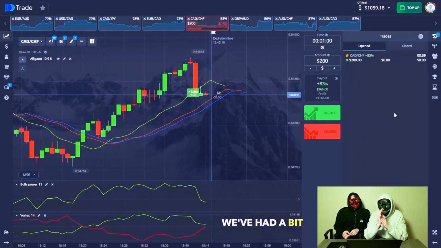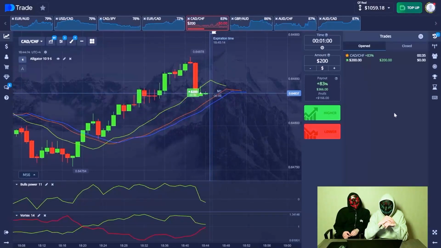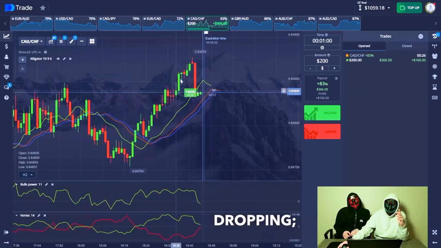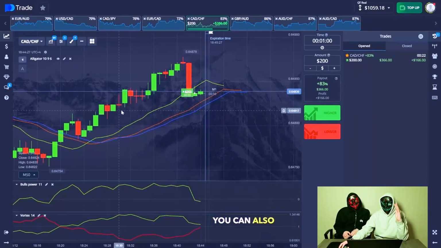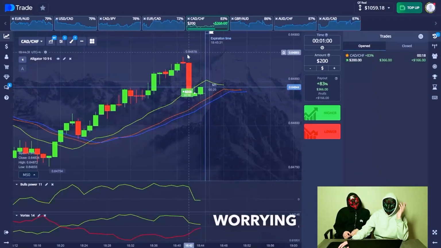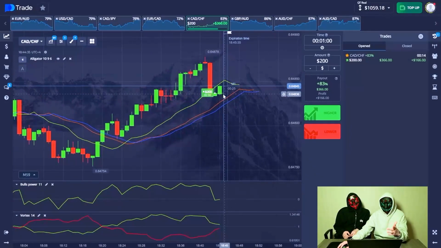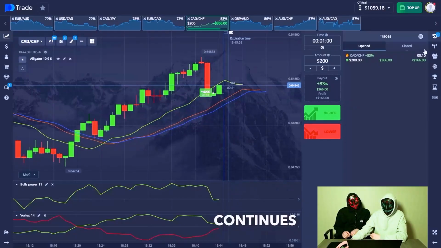So friends, we've had a bit of a trend pullback, but in any case, we're opening upwards since the overall trend is rising. It's not dropping. Nothing changes due to one candle. You can also keep opening trades in the direction you've initially analyzed without worrying about one specific candle. As you see, the trend of rising continues.